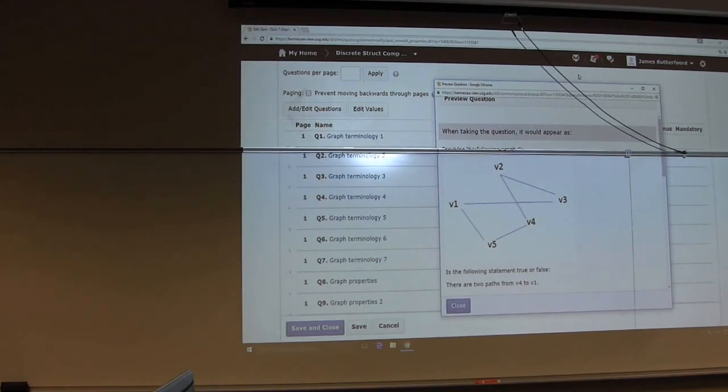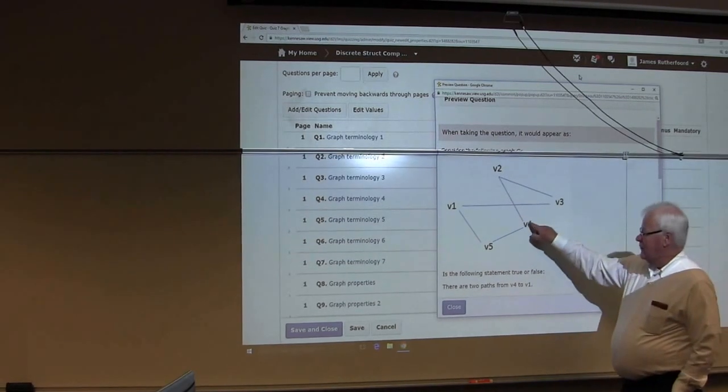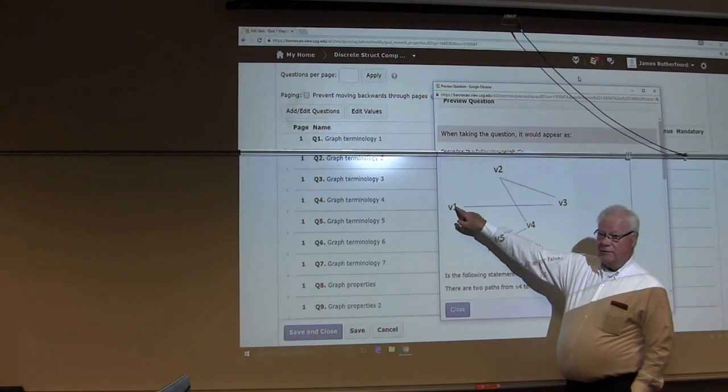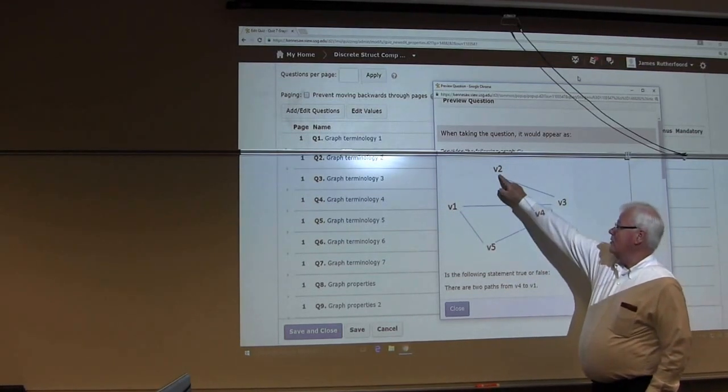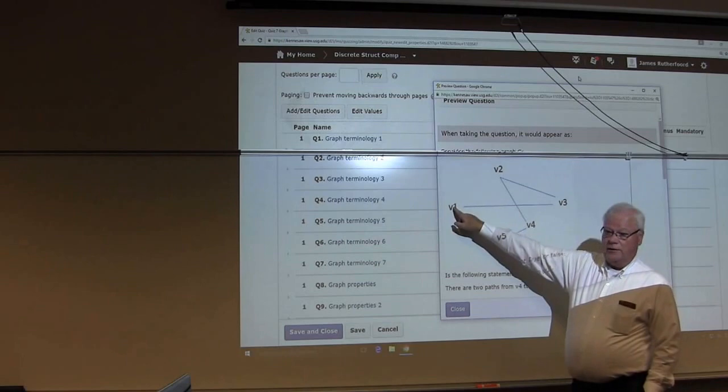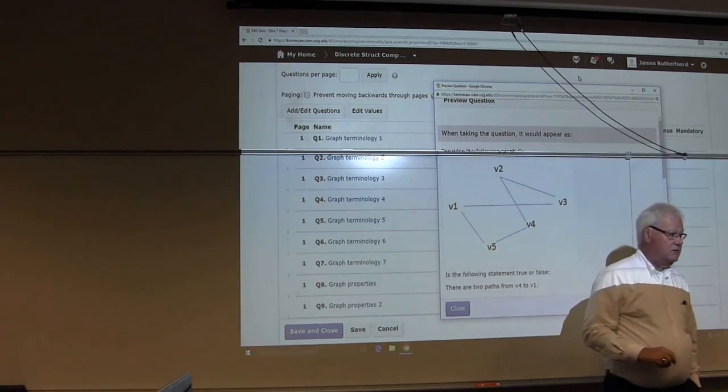Okay, true or false? There are two paths from V4 to V1. Are there two paths from V4 to V1? Yes. There are, aren't there? We can go V4, V5, V1. Since this is a non-directed graph, I can go V4, V2, V3, V1. Those are two different paths. Okay.